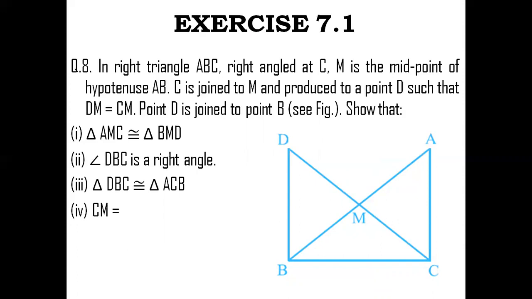C is joined to M and produced to a point D such that DM is equal to CM. Point D is joined to point B. As you can see, we have been asked to prove 4 things. One is triangle AMC congruent to triangle BMD. The second thing is angle DBC is a right angle. Third is triangle DBC congruent to triangle ACB. And what's the next thing? That CM is half of AB.